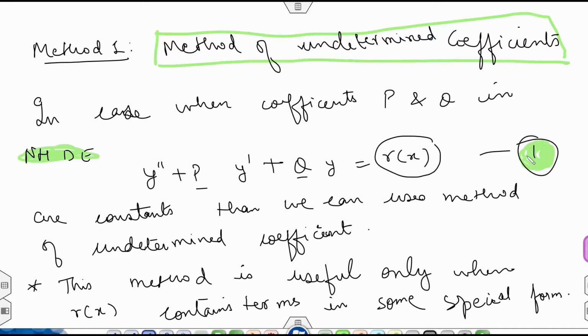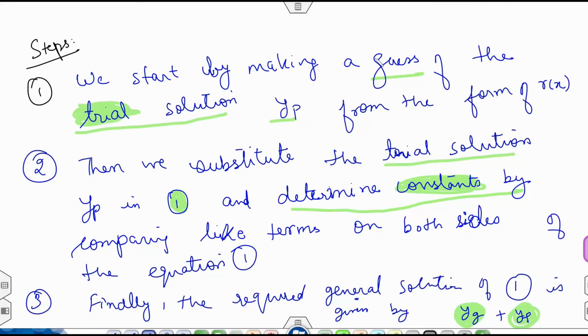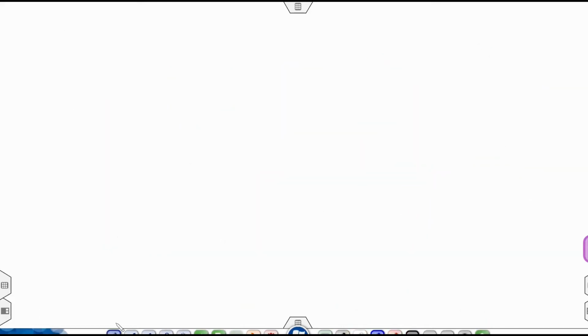So let's start with our method. As I have told you, we have to make a guess looking at our r x. This method is applicable only when we have some special form of r x. So let us see what those special forms of r x are. We will mainly discuss the 4 cases and the combinations of these 4 cases.